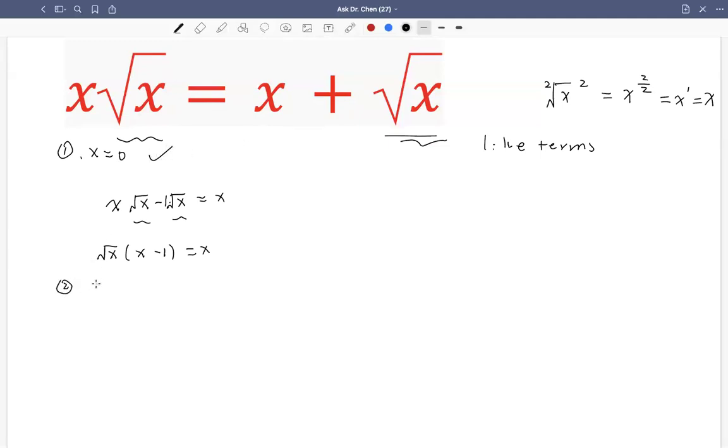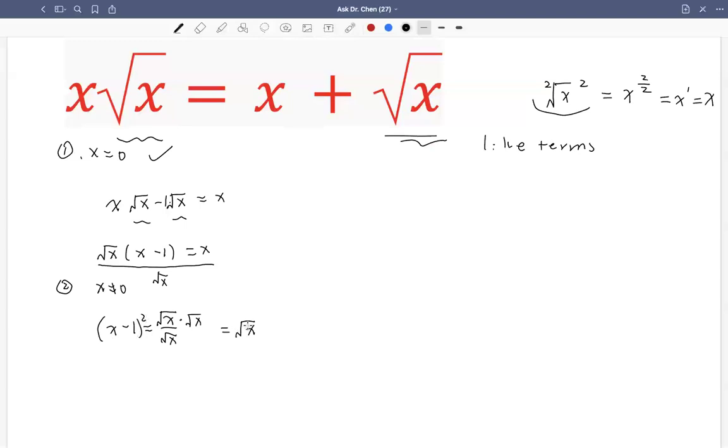Now let's assume x is not 0. If x is not 0, we can divide by square root of x on both sides. Then we get x minus 1 equals x divided by square root of x. Remember, x can be written as square root of x multiplied by square root of x, because it's the square root of x squared. So square root of x divided by square root of x is 1. So we get 1 times square root of x.